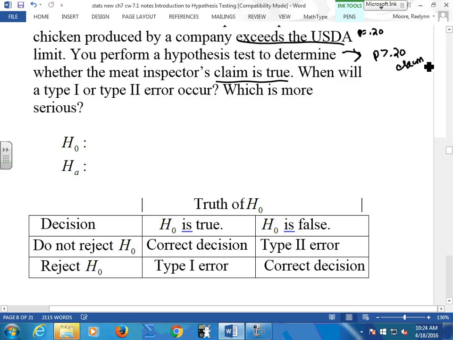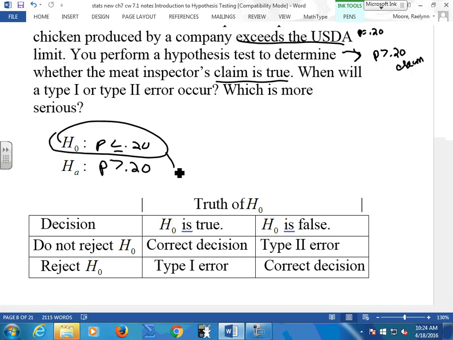Is this an HO or an HA? HA. I had to get rid of some of those just so I could keep the chart up here. So less than or equal to 0.20. Now, here's the problem. This is the guy that I'm testing. The people making the chicken, it has to be 20%. The inspector says it's more than 20%. So now, here's the problem. I'm testing that it's less than or equal to 20%. This is my HO. This is what I'm testing.